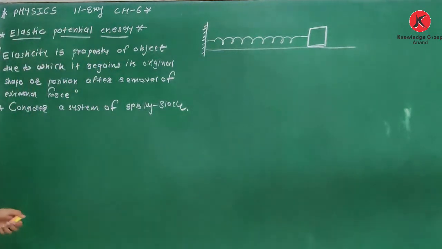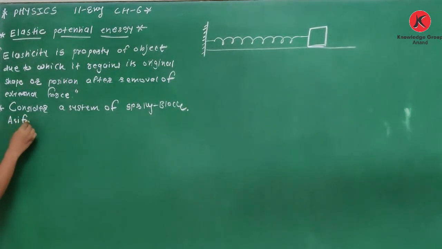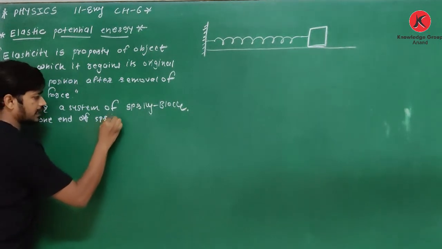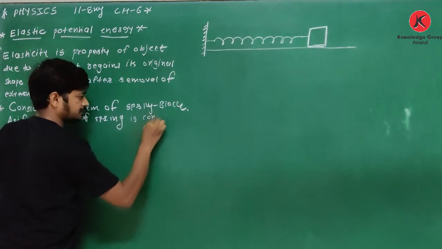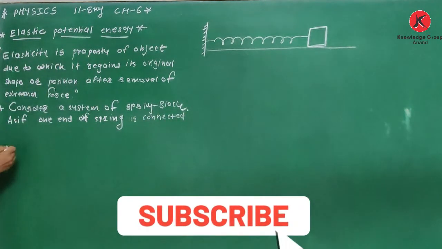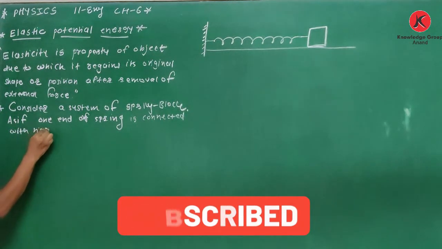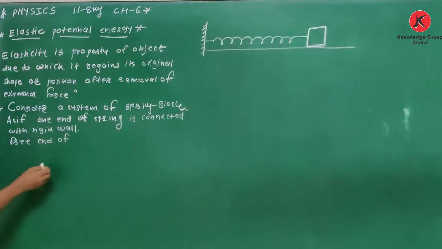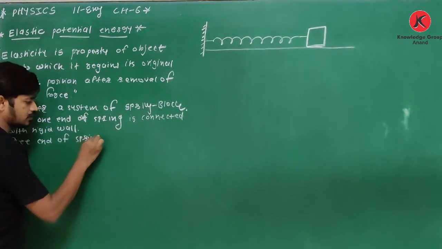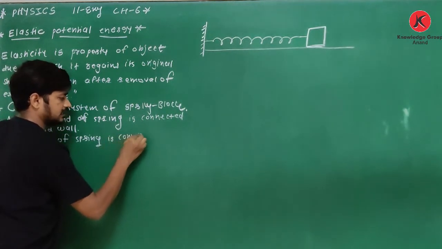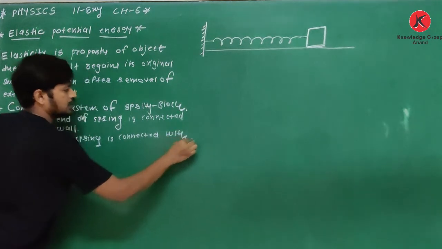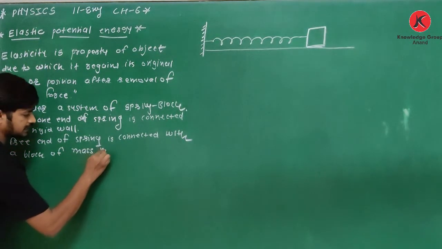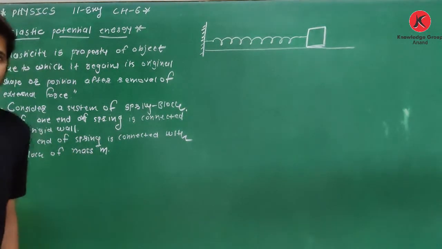As shown in the figure, one end of the spring is rigidly connected with the wall, and the other free end is connected with a block of mass m. Clear about this?